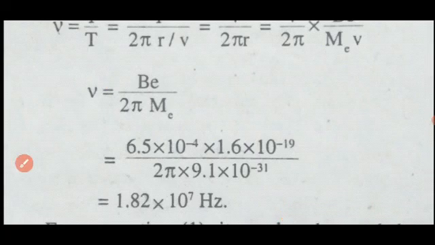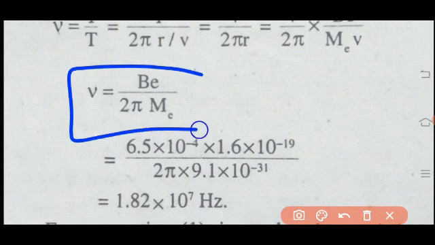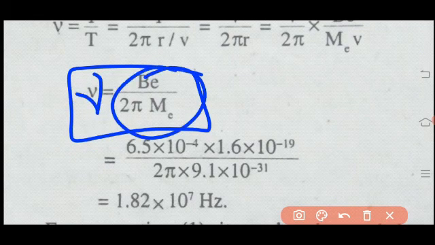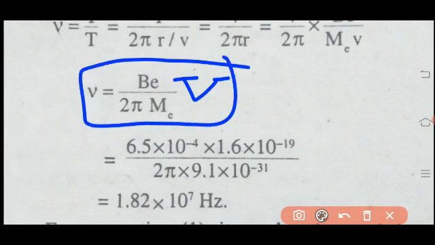In the question they asked whether the frequency depends on the velocity. No. In this equation, what is nu? Nu is nothing but B by 2 pi ME. Here there is no velocity term. In this equation there is no velocity term.